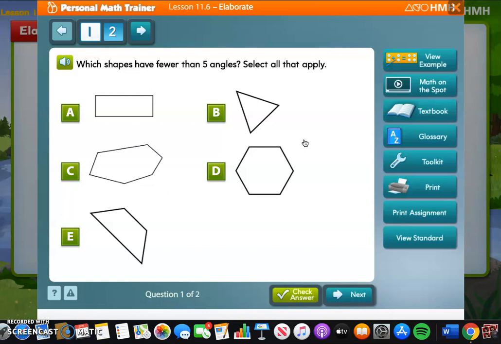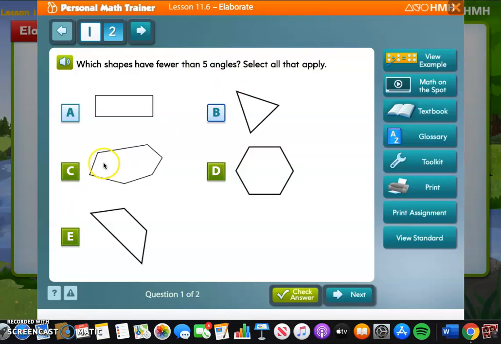So option A is a rectangle. And again, we know that a rectangle is a quadrilateral, which has 4 sides, 4 angles, and 4 vertices. So 4 is less than 5. So this rectangle would fit in the category. Let's take a look at a triangle. So a triangle, again, 3 sides, 3 angles, 3 vertices. 3 is less than 5. So the triangle would work.